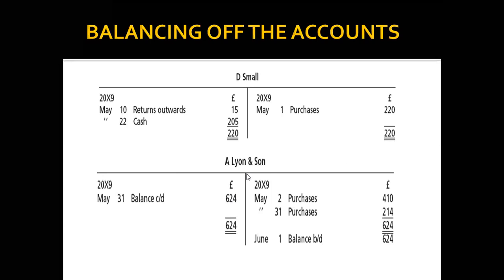What kind of balance does A Lion and Son have? Sir, credit balance. Correct, because the credit side was originally greater than the debit side. The credit side was 624, but the debit side was 0. All right, good. And therefore, for your trial balance, the amount to go in would be 624, and it will be placed on the credit side of the trial balance.